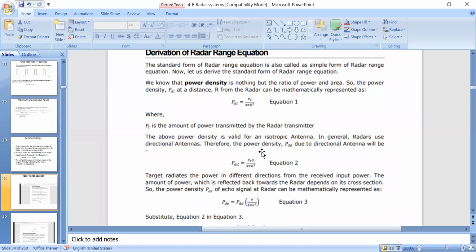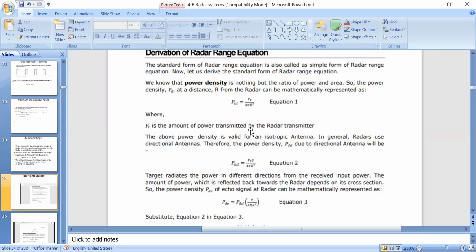What is our next assumption? This is an ideal case, but in the practical case we require a directional antenna in order to improve the accuracy of target detection. In order to focus accurately on a target, we need a directional antenna. So in the second assumption, consider a directional antenna.